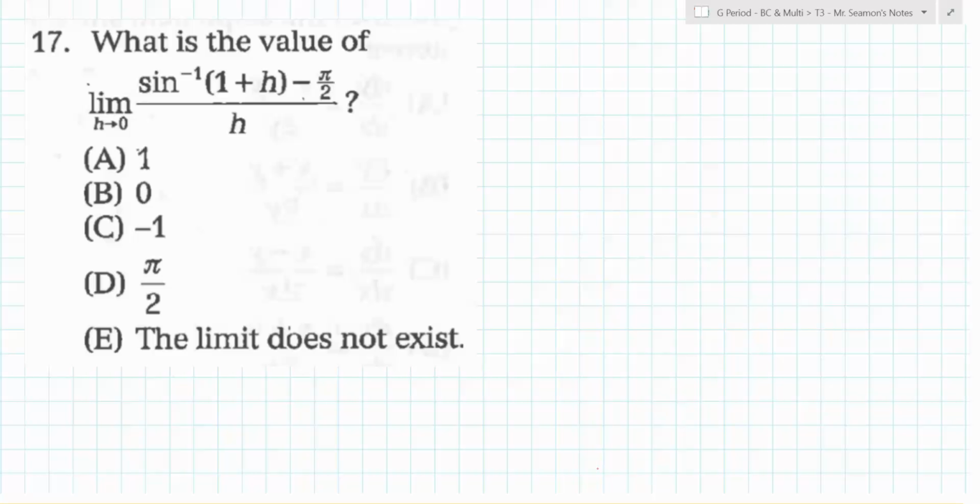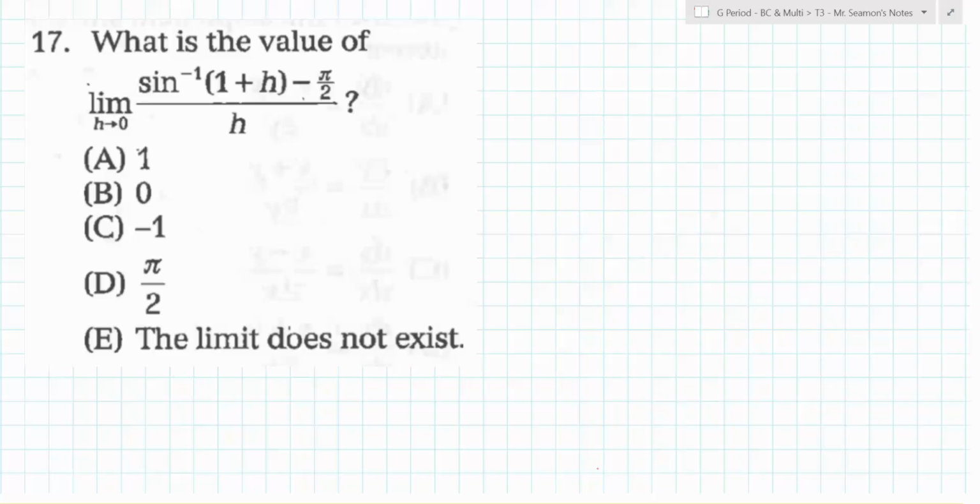Definition of derivative of a specific function. Take a guess what the function is. Sine inverse. Right. That's the limit definition of sine inverse at a specific value. At what? At 1, exactly. Look, as h goes to 0, what's going on here? H is getting really, really small, right?